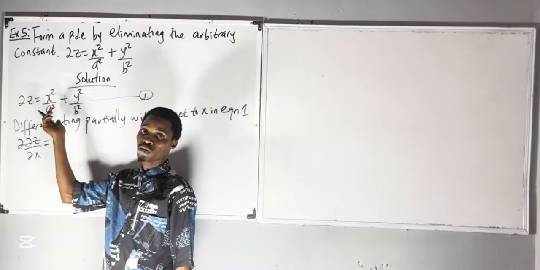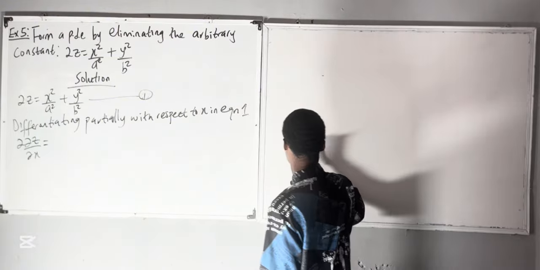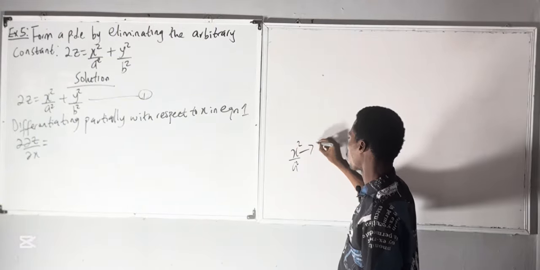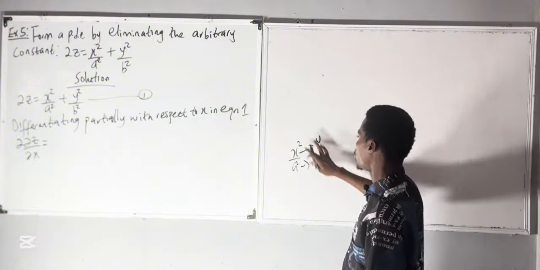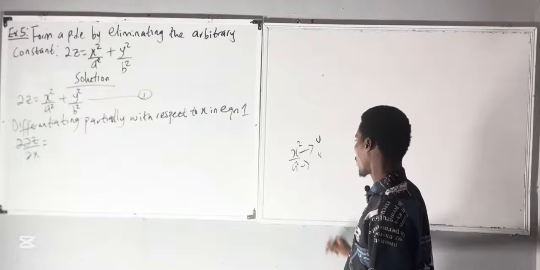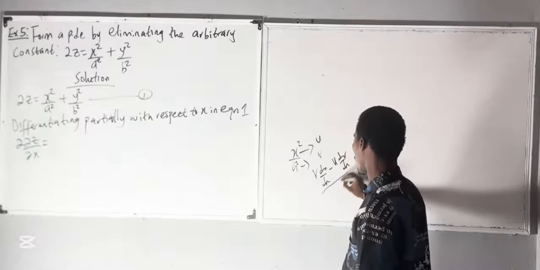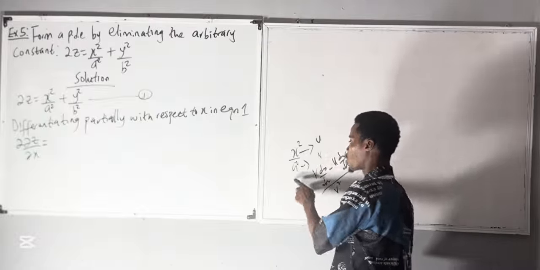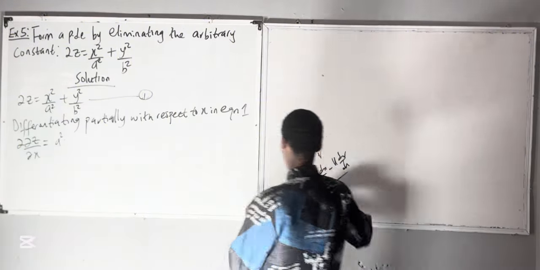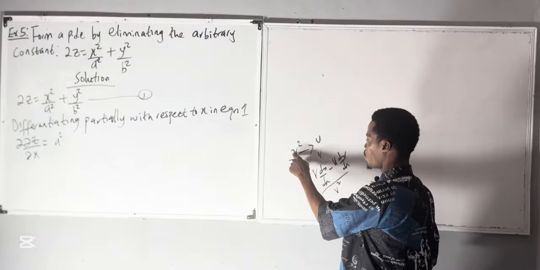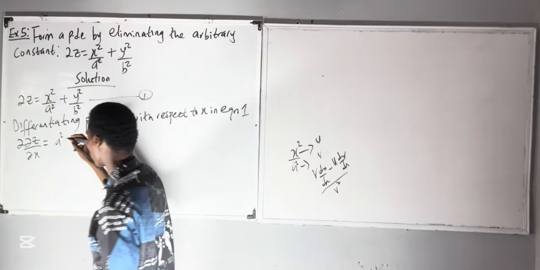You can see that I can use a quotient rule to solve this. By the quotient rule, if I have x square all over a square, I'm going to let the numerator be u, while the denominator is v. I'm going to say v du over dx minus u dv over dx, all over v square. So our v is a square. Then I'm going to differentiate the numerator, which is u, with respect to x. If I differentiate x square, I'm going to have 2x.